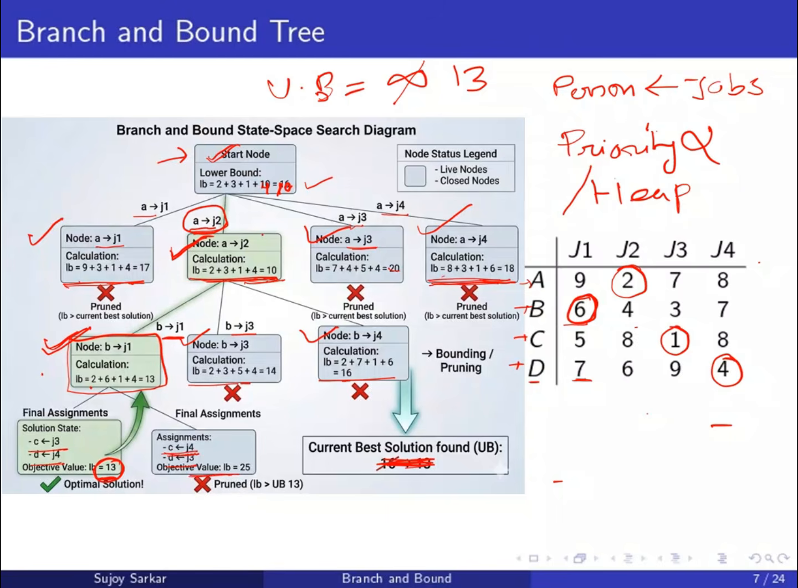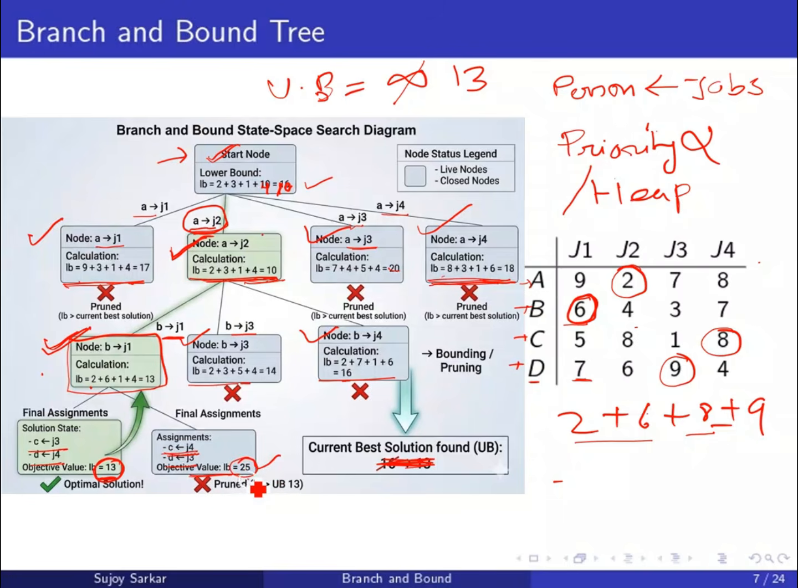What is the lower bound here? So here also, A is assigned with job 2, B is assigned with job 1, C will be assigned job 4, D will be assigned job 3. So the total cost is 2 plus 6 plus 8 plus 9, so that is 25, right? Fine. Now this is a leaf node, yes.